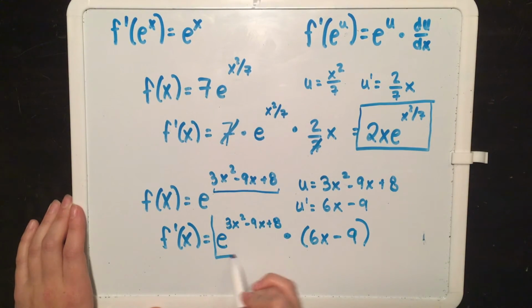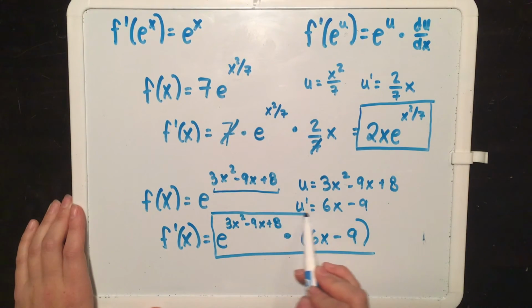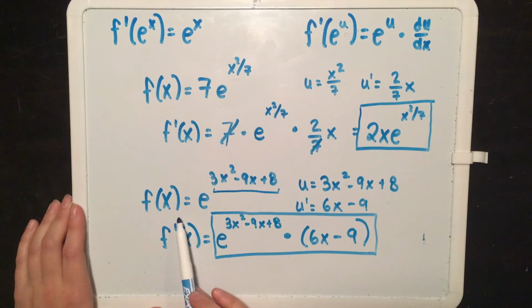And we're going to leave our answer in this form because there's no point in reducing this. It's in its most reduced form. It looks ugly, but it's still an acceptable answer as the derivative of our function.